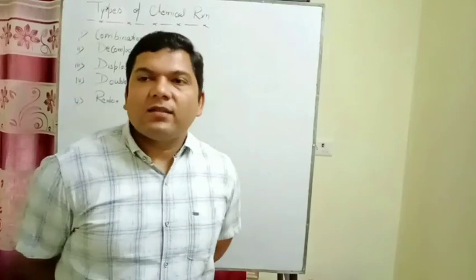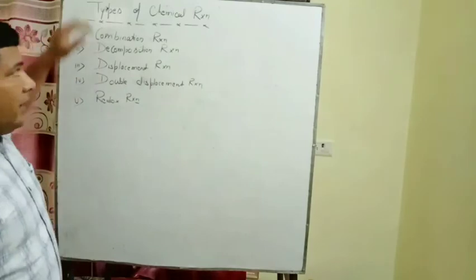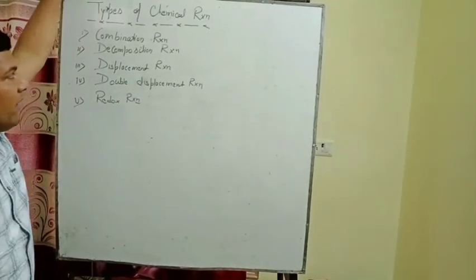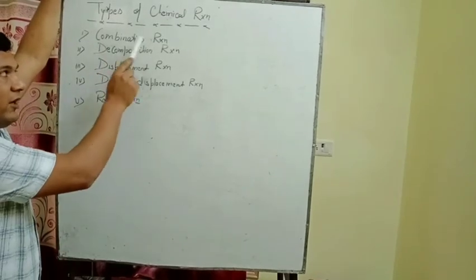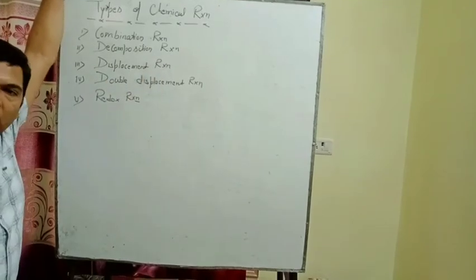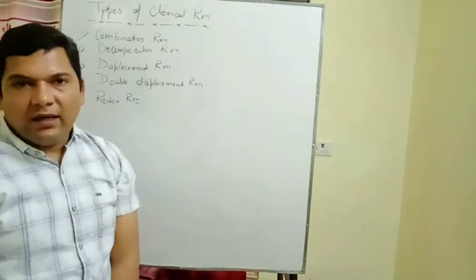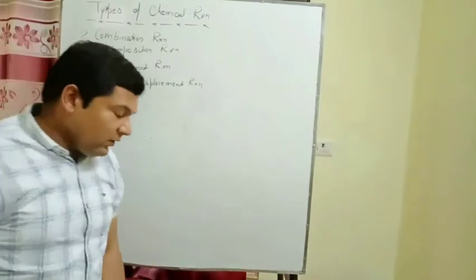I'm starting with types of chemical reactions. In the previous video, as I have told you, we have 5 types of chemical reactions. First one is combination reactions, second is decomposition reactions, third is displacement reaction, fourth is double displacement reaction, and fifth is redox reactions. So I will start with them one by one.